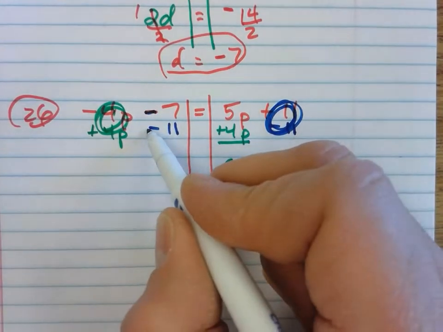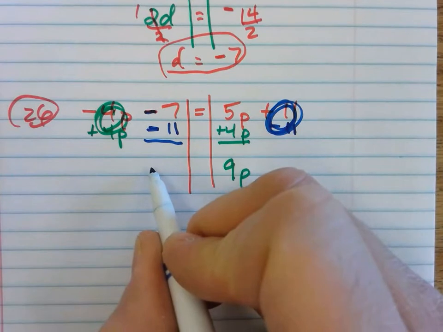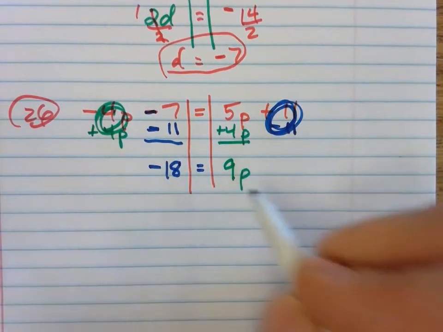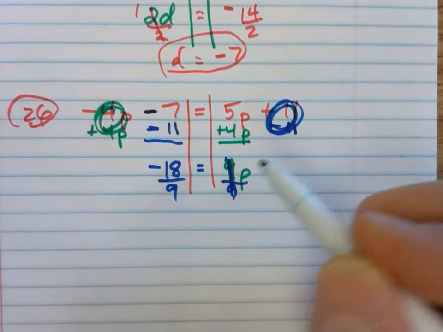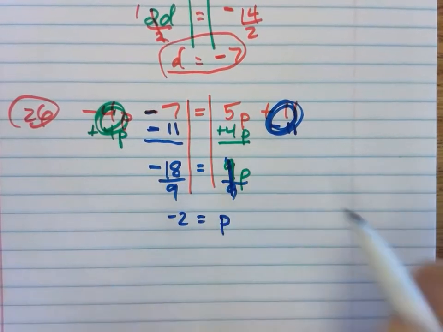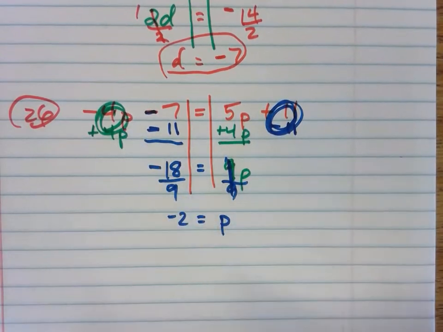Negative 7 and negative 11 are the same sign, so you just add them together, and that would give you a total of negative 18. Alright, and then the last step, of course, you just divide by 9. 9 divided by 9 is 1. Negative 18 divided by 9 gives you negative 2 equals p. Alright, and again, if you want to check to see if that's right, you just stick it back in up there and stick it back in up there.